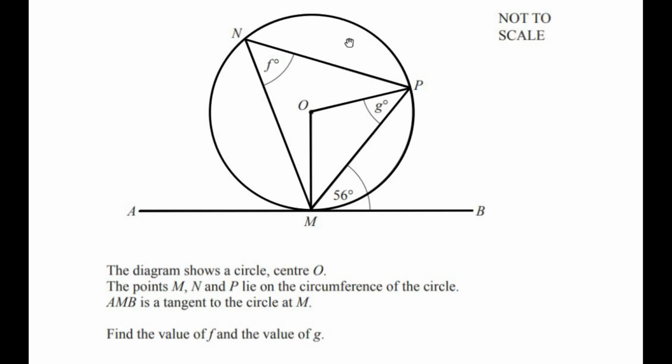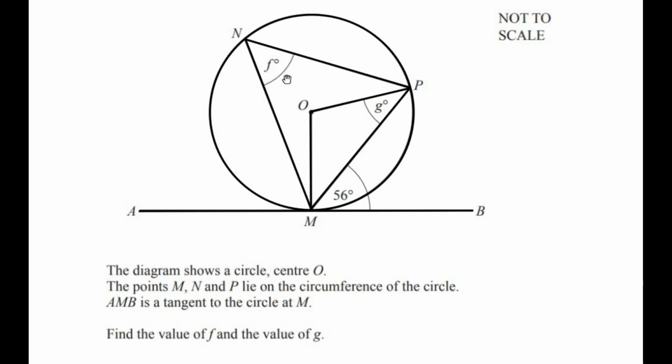So here we can see that a circle with center O is given and points M, P and N are on the circumference of the circle, and a tangent is drawn to the circle which touches at point M. Now here we need to find two missing angles, that is angle F and angle G. So let us begin by finding the angle F first.